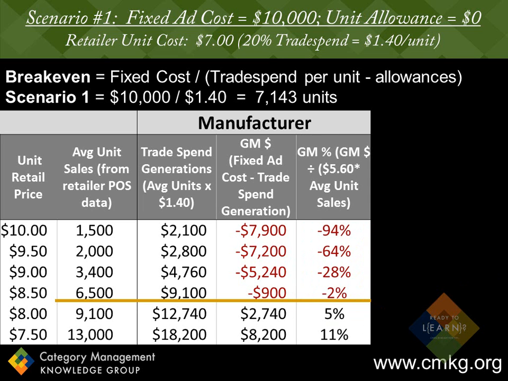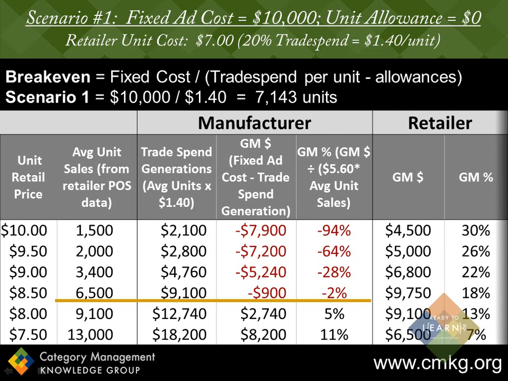And gross margin percent is captured in the last column, which is the total profit divided by the total dollar sales. As we already established with the break-even calculation, 7,143 units need to sell to break even, which is right where the gold line is there. So somewhere around the $8 price point is where the supplier starts to make money on this promotion.